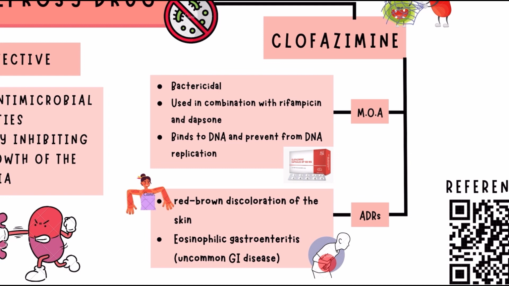The mechanism of action is by binding to bacterial DNA and preventing DNA replication, which explains its bactericidal properties. It is used in combination with rifampicin and dapsone. Clofazimine produces adverse reactions like red-brown discoloration of the skin and eosinophilic gastroenteritis, which is an uncommon gastrointestinal disease.